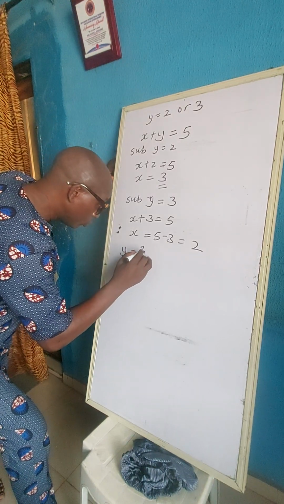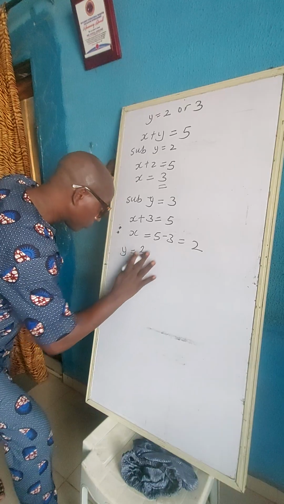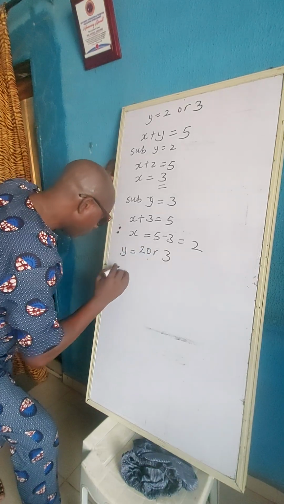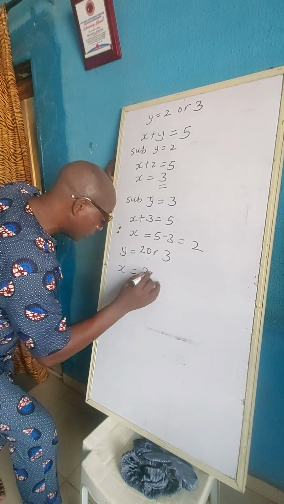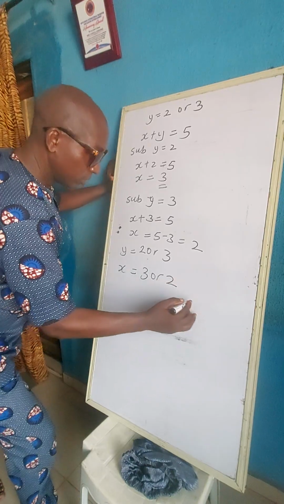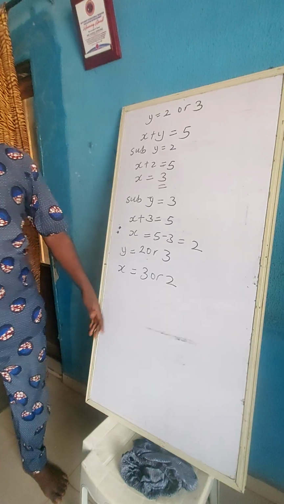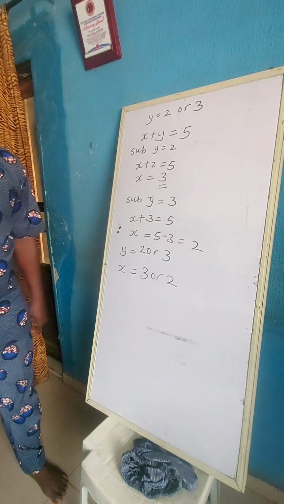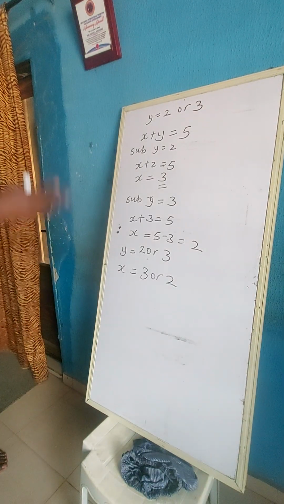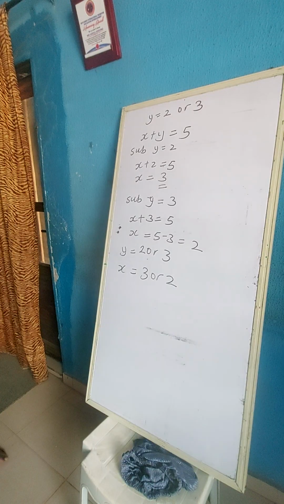It means y equal to 2 or 3, and x equal to 3 or 2. That's the final answer. That one is a quadratic simultaneous equation, one linear, one quadratic. Thank you very much.